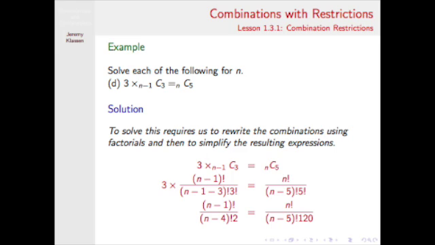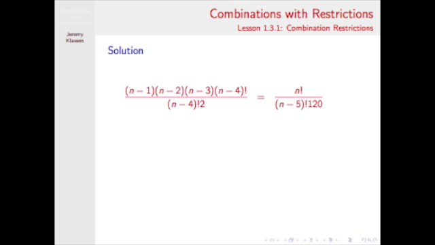And now we'll do just a little bit of simplifying. Notice on the left-hand side, we're going to have a 3 over a 3 factorial, which is just going to give us 2 in the denominator. The n minus 1 minus 3 is n minus 4. And on the right-hand side, all I've really done is evaluated the 5 factorial. And now we'll start the process of simplifying by working on the left-hand side first.